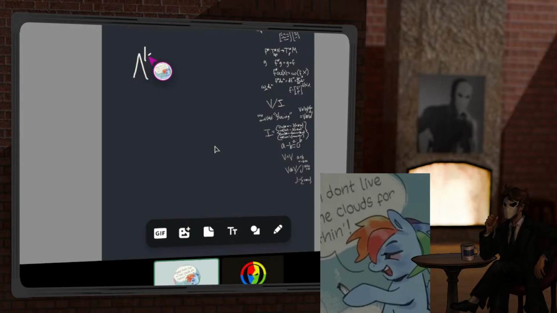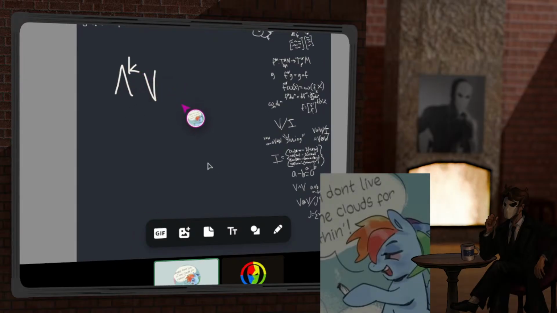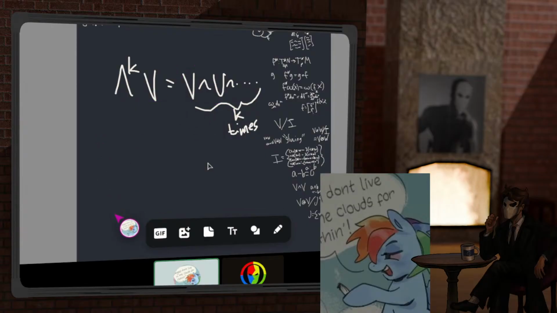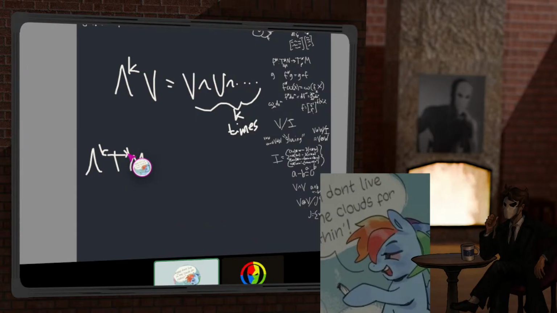So then we have exterior powers of vector spaces. The kth exterior power of a vector space V is just V wedge V wedge, and so on, k times. And so then we could take exterior products of tangent spaces, tangent bundles, cotangent spaces, or cotangent bundles. So then we get differential k-forms and k-vector fields by taking linear combinations of these.